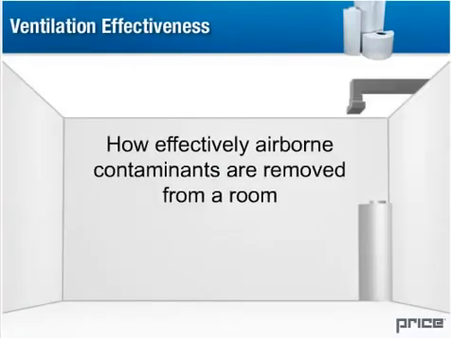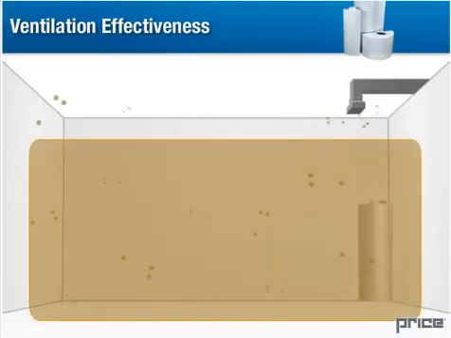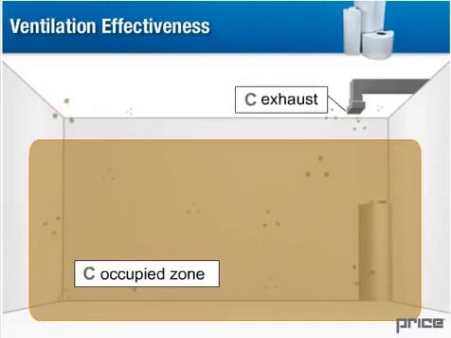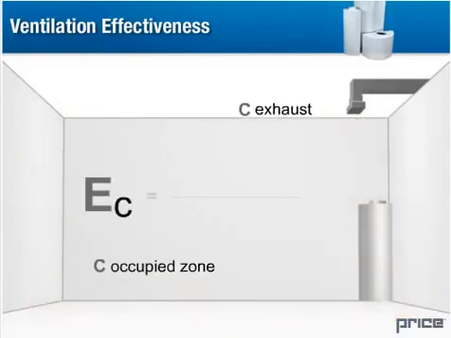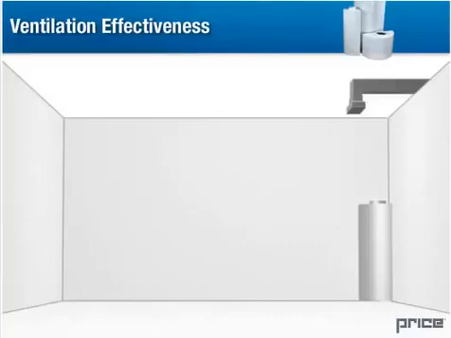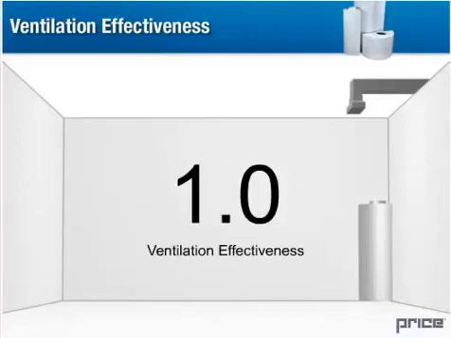Ventilation effectiveness can be defined as how effectively airborne contaminants are removed from a room. It can be determined by comparing the level of contaminants in the occupied zone to the contaminants in the exhaust leaving the room. Basically, if there are more contaminants in the return and less in the room, you have a high level of ventilation effectiveness. If the concentration of contaminants at the return is equal to the concentration of contaminants in the occupied zone, the ventilation effectiveness equals 1. If the concentration of contaminants at the return is greater than the concentration of contaminants in the occupied zone, the ventilation effectiveness is greater than 1.